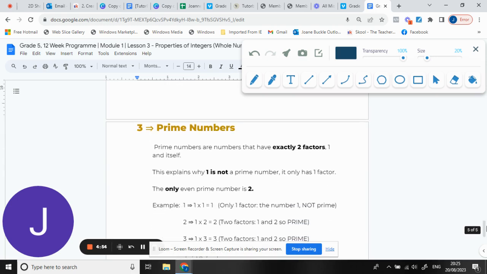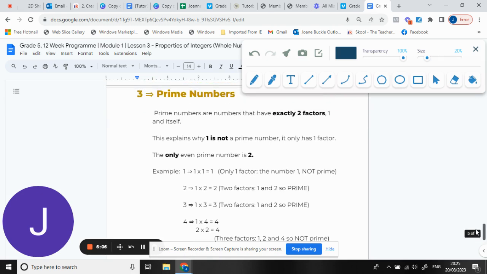Okay, this leads nicely on to prime numbers, because prime numbers are all to do with how many factors a number has. Prime numbers have exactly two factors, one and itself. So what I mean by that is when you're breaking the number down, you can only obtain that number by doing 1 times that number. So consider the number 1. The only way of getting 1 is by doing 1 times 1, okay? That's only one factor. 1 is a repeated factor, but it still only has one factor, which is the number 1. Therefore, it's not prime, because as I said at the beginning, they have to have exactly 2 factors, okay?